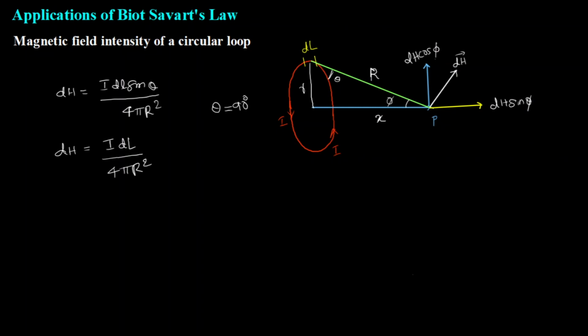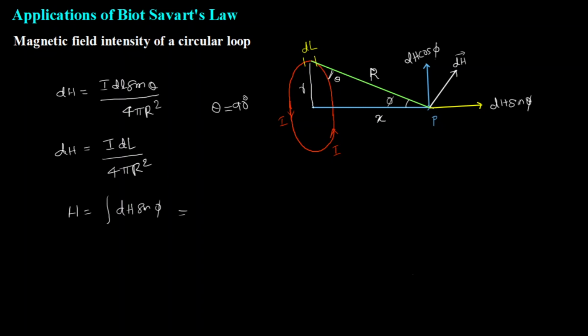So my total H, magnetic field intensity, will be the integral of dh sin phi, meaning the total effect of dh sin phi at different dls will produce this. So I have to calculate the total effect, which is by integrating dh sin phi. If they were finite dls, I would add them. Since they are indefinitely small dls, I'll integrate them. I hope this is very clear.